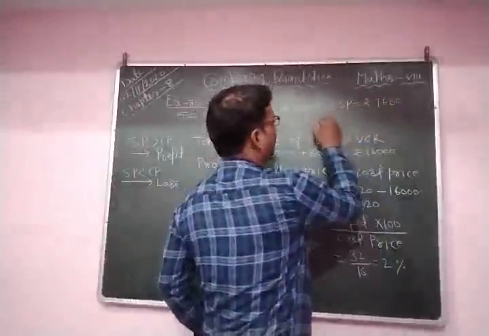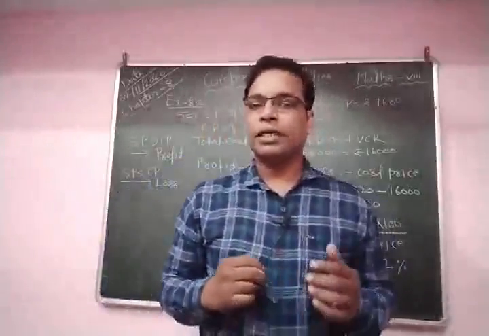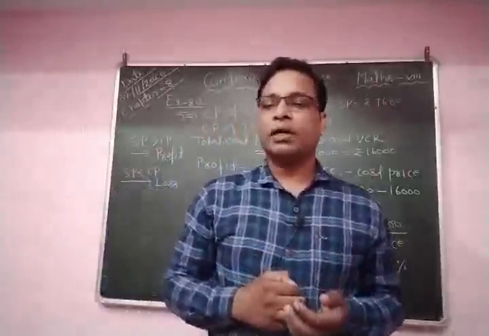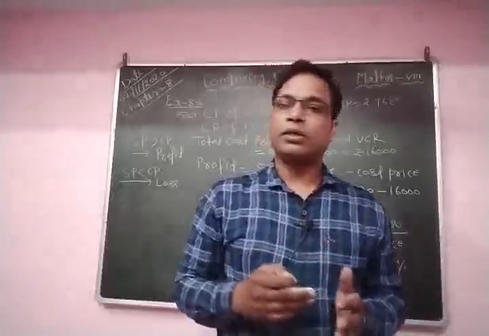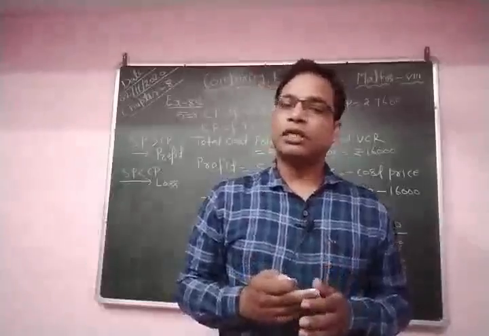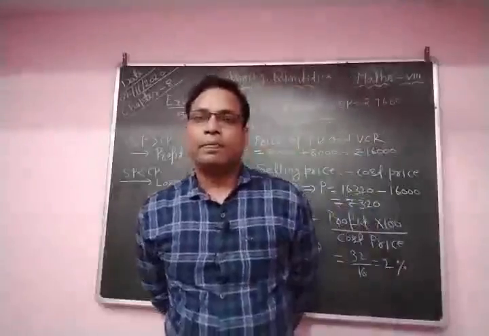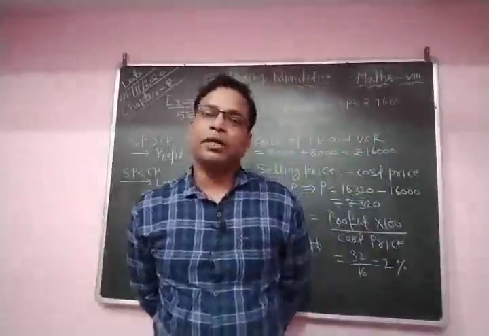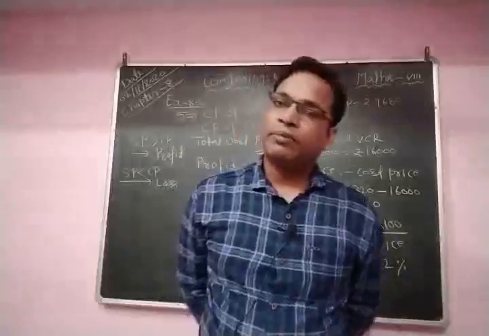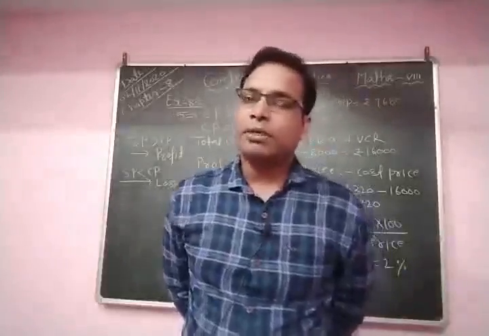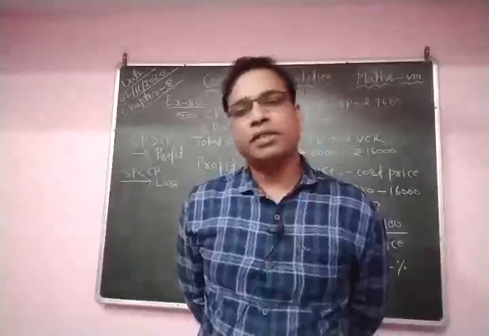7,680 rupees we find, and after this the shopkeeper sold the next product, the TV, at a profit of 8%. So he sold the TV at 8% profit. So we find the selling price of TV. You can find the selling price in two ways. The first way is you find the profit. After this you add the cost price and the profit, then you obtain the selling price.